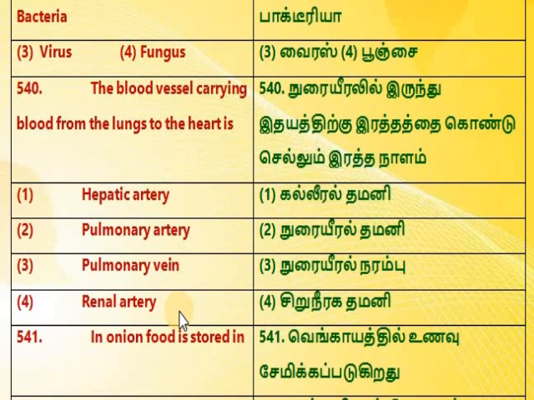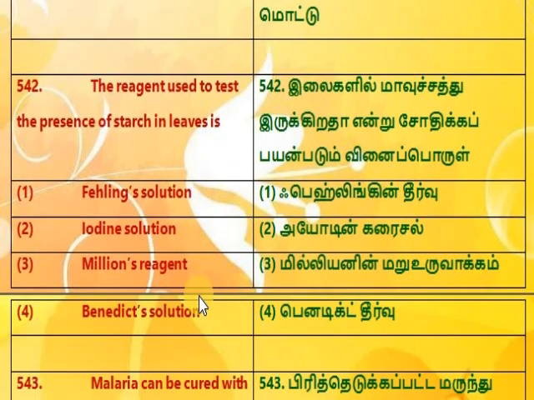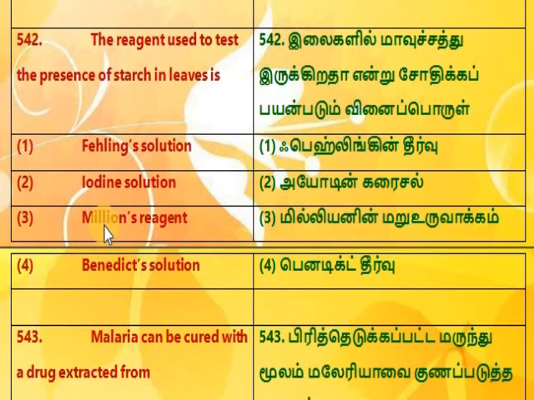540. The blood vessel carrying blood from the lungs to the heart is 1. Hepatic artery. 2. Pulmonary artery. 3. Pulmonary vein. 4. Renal artery. 541. In onion, food is stored in 1. Aerial stem, 2. Root. 3. Scale leaves, 4. Bud. 542. The reagent used to test the presence of starch in leaves is 1. Fehling's solution. 2. Iodine solution. 3. Millon's reagent. 4. Benedict's solution.